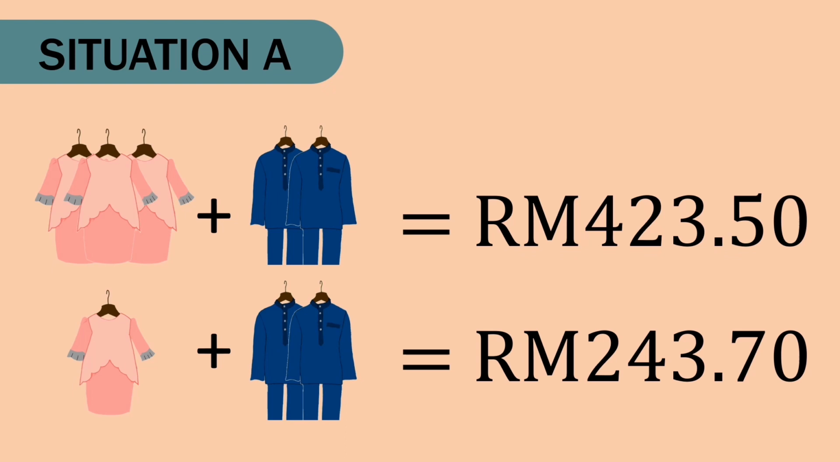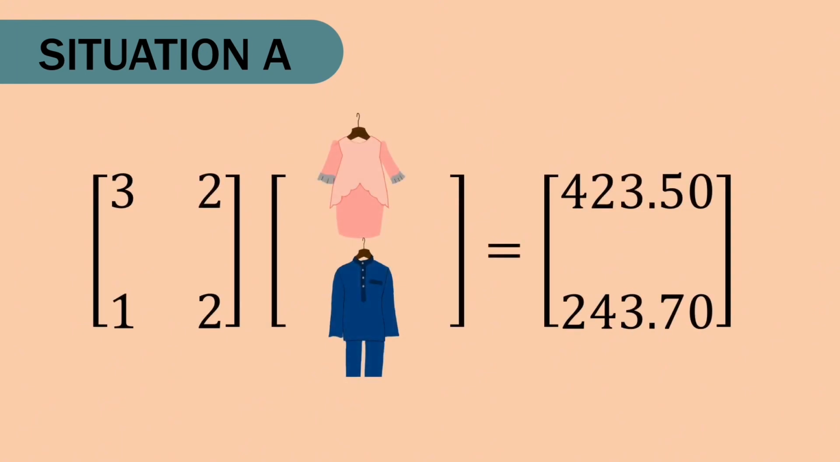Now, there are a lot of subjects and numbers. So, this equation can be converted into matrix form, like this. As you can see, there are 2 rows and 2 columns here. So, we will call this a 2 by 2 matrix. How can we solve this matrix? Don't worry, I will teach you. But before that, let's go to situation B to get a clearer example about the application of matrices in our daily life.